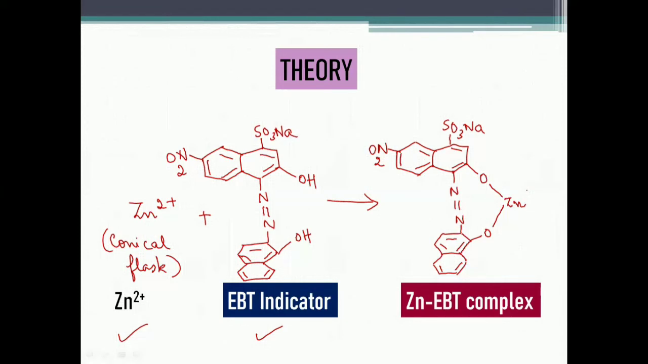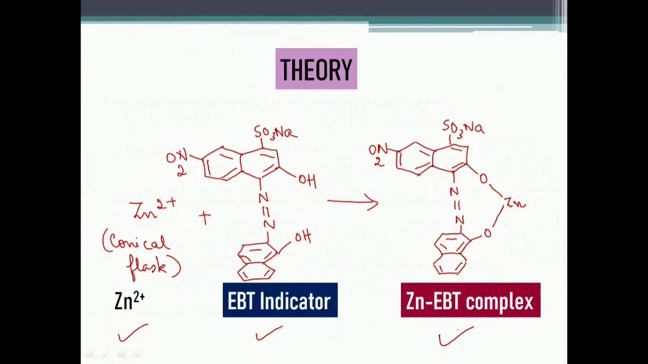We know that zinc has the valency of 2 plus, a 2 plus charge. So if the 2 H plus ions are removed, that will be neutralized by the Zn2 plus ion to form this structure of the complex which is given here, which is nothing but the zinc EBT complex. And this complex that is formed is wine red in color.